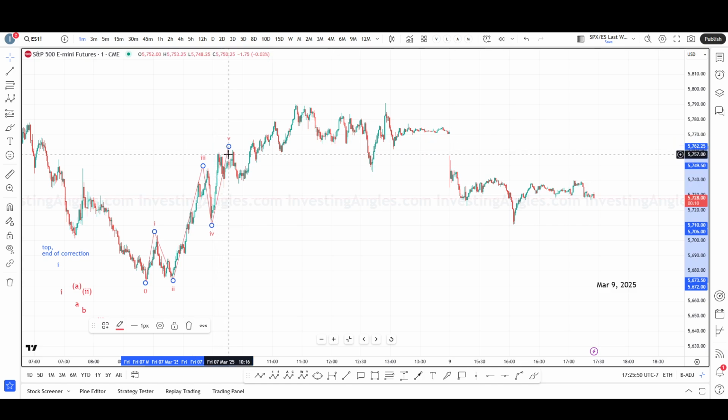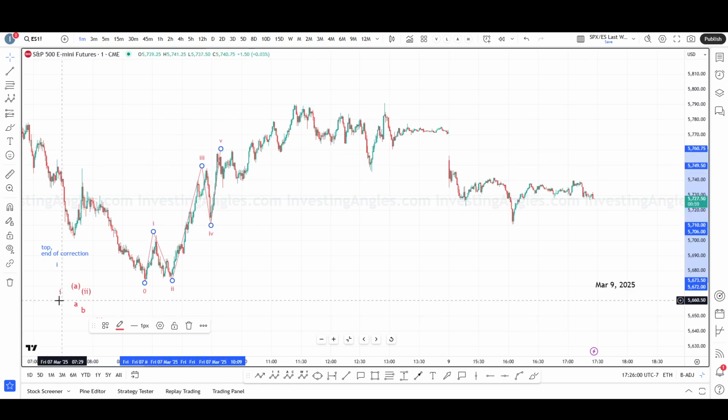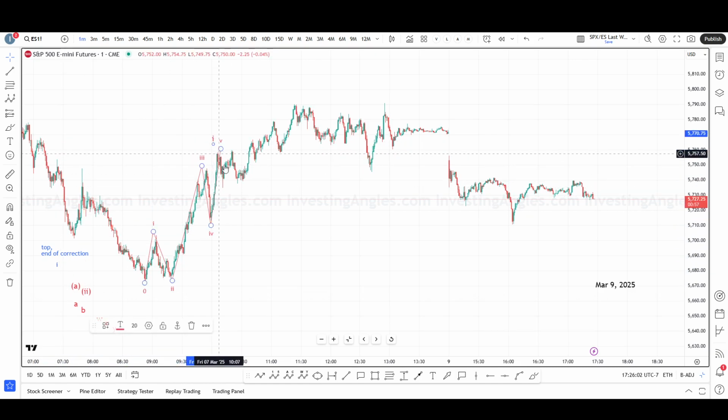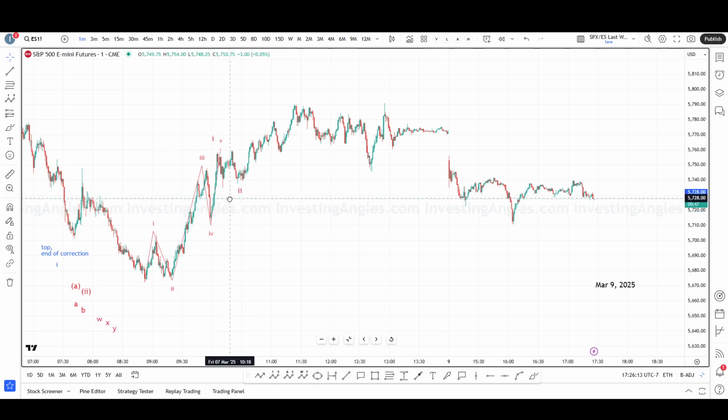So after the first impulse, we can see that there is no way that this wave is wave 3. So let us assume that we have wave 1 here. Let's say this was wave 1, and then we might consider this as a wave 2 here, potentially. Then after that, we have trouble.